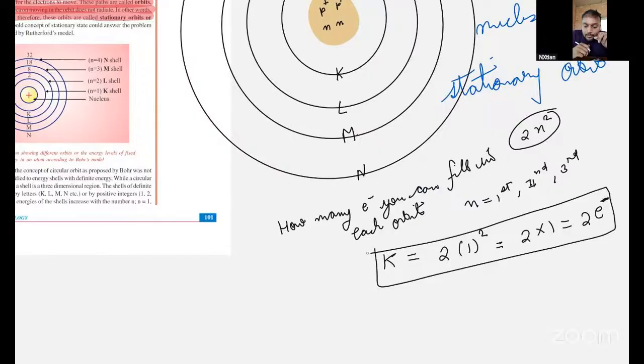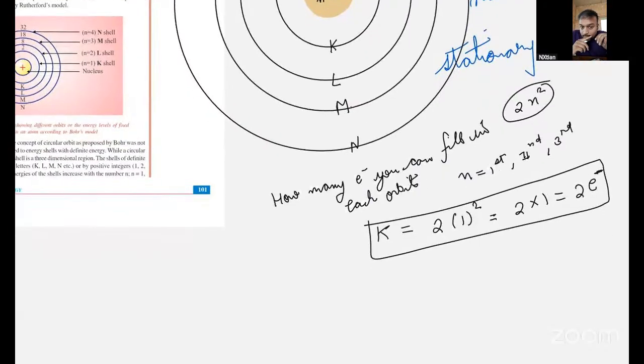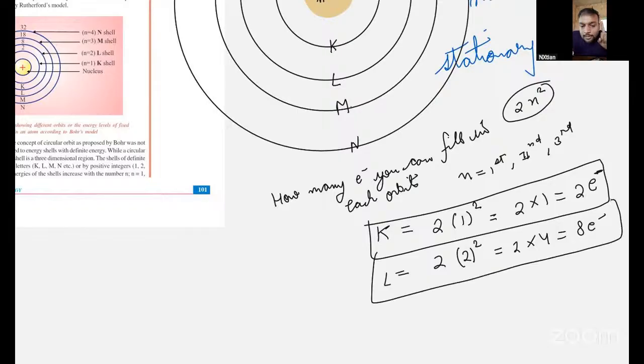Yes, sir. You said 2n square, right? Yeah, this is the formula to find how many electrons you can fill. Abraham, are you with me? So Abraham will tell me about the L shell. In L shell, how many electrons can you fill, Abraham? L is the second shell, no? Yes, Abraham. I think 8. Yeah, so it will become 2 into 2 square, 2 into 4. So it means that 8 electrons you can fill in L shell. Not more than 8 you can fill in the L shell.